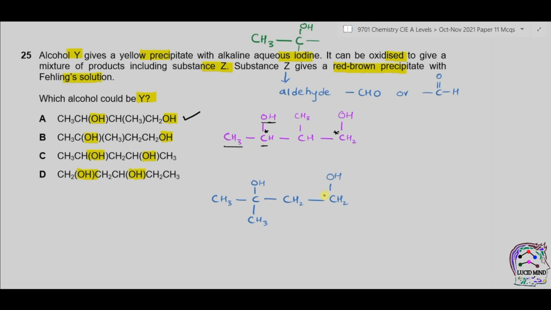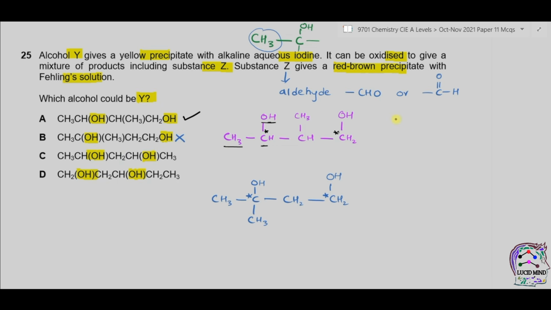In this structure we have a primary alcohol, so this will be oxidized to an aldehyde, and this carbon atom is directly attached to three other carbon atoms, so therefore it will not give a yellow precipitate with alkaline aqueous iodine. We only need one CH3 group attached to this OH carbon.